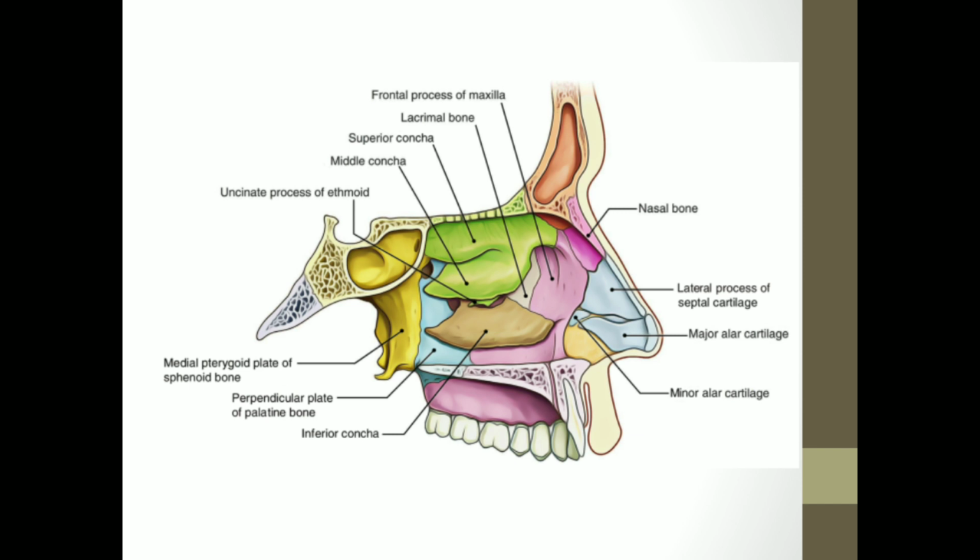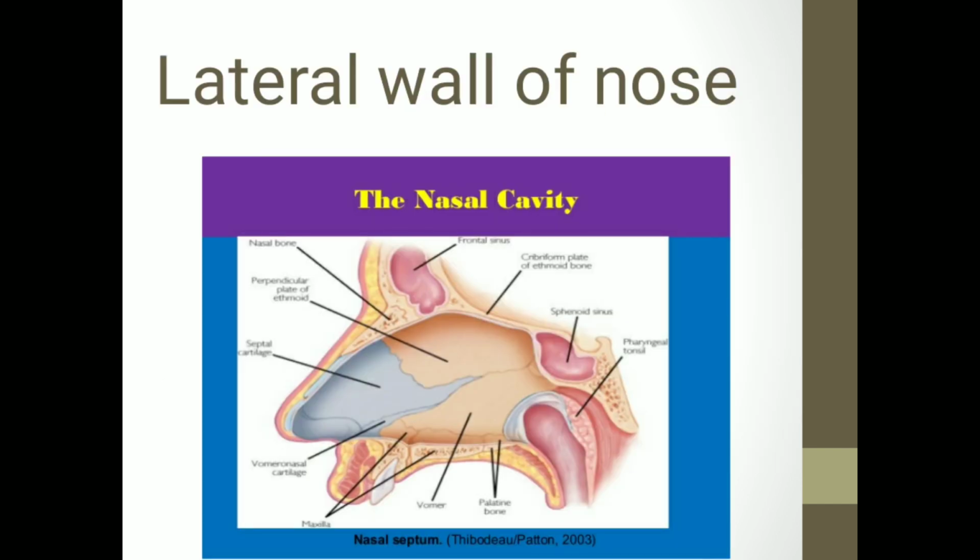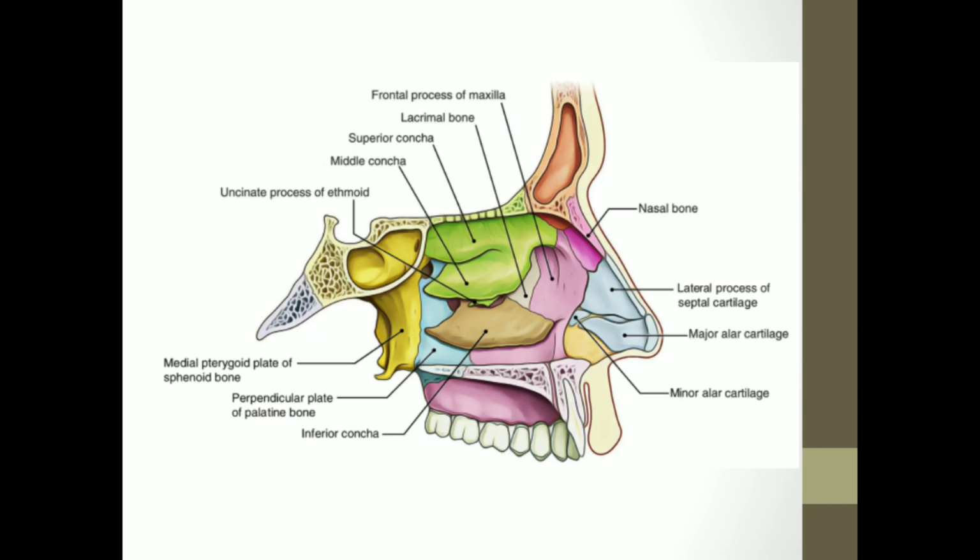Then the next bone you are seeing is called the frontal process of the maxilla. The next bone is this one called the lacrimal. Then comes the superior and the middle concha. Inferior concha is the independent bone. Then the perpendicular plate of palatine, and the last one is the medial pterygoid plate. So start from before backward. In this way, you can see the bones. These are the bones contributing in the formation of the lateral wall of the nose.